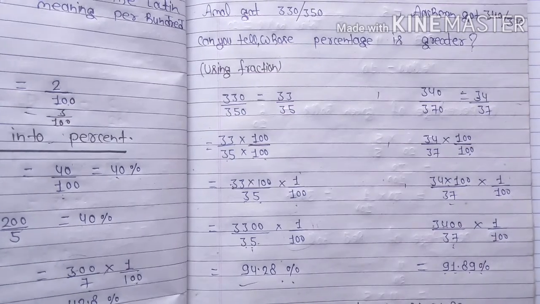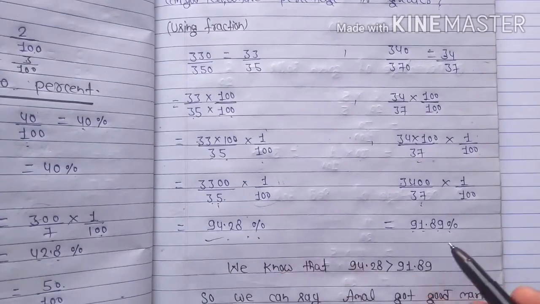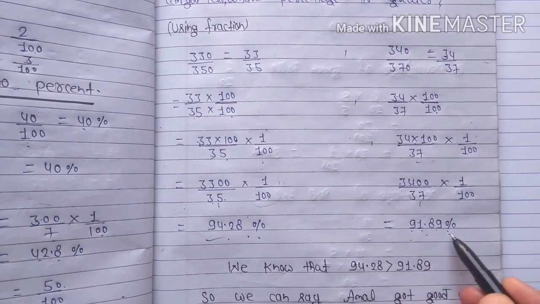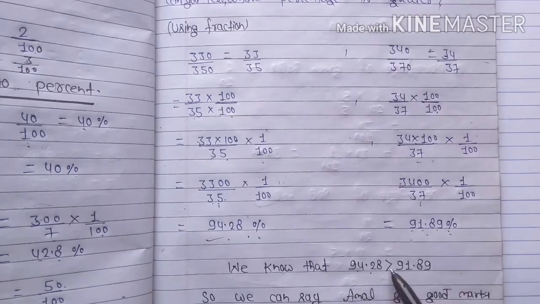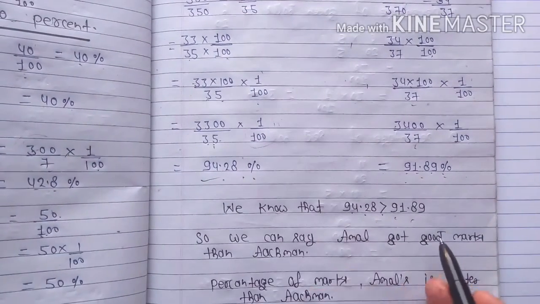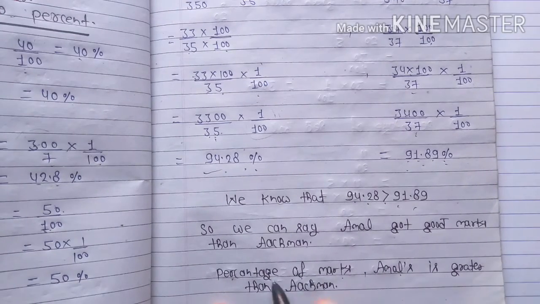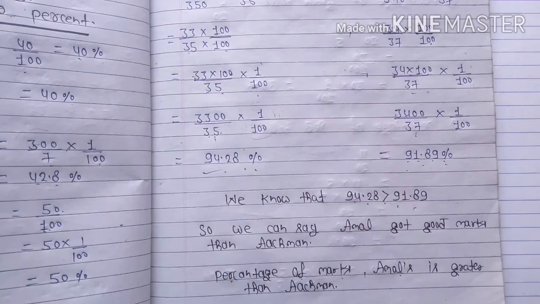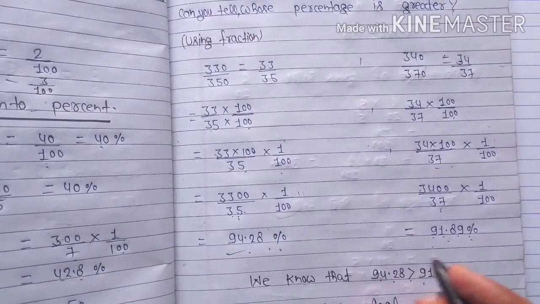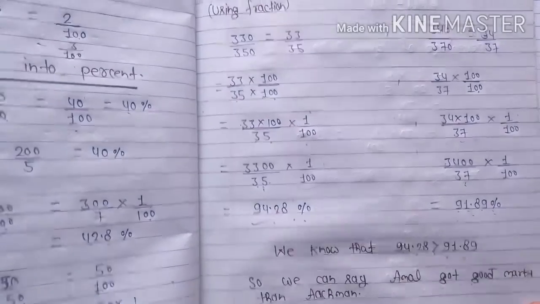Student, now you can compare both students. Amol got 94.28% and Achman got 91.89%. We know that 94.28 is greater than 91.89. So we can say Amol got better marks than Achman. Amol's marks percentage is greater than Achman's. Amol got a higher percent than Achman. I hope it's clear. Student, let us take another example.